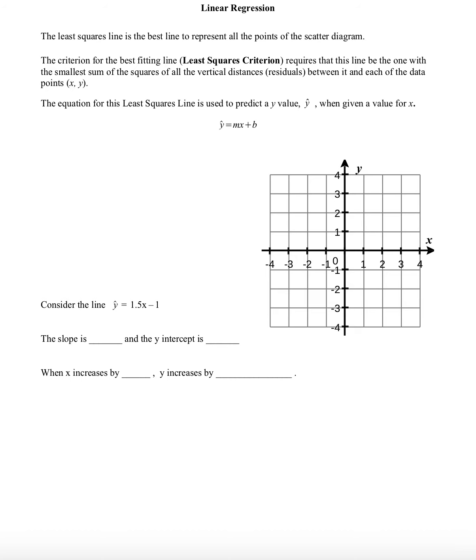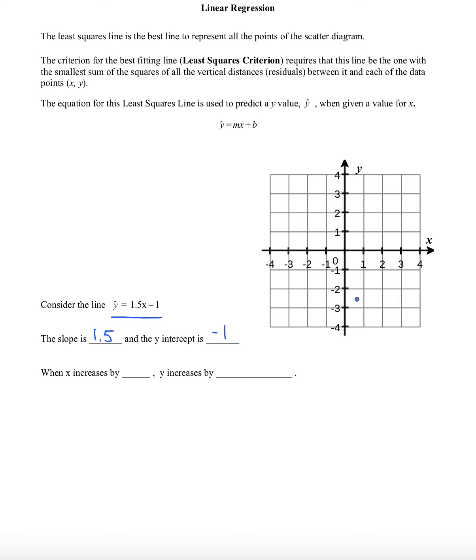So, first of all, let's just take a look at an example of a least squares line here. The example is y hat equals 1.5x minus 1. So we want to be able to identify the slope of the line. The slope is 1.5 and the intercept is negative 1. And we want to graph this line. It's just a little review here.